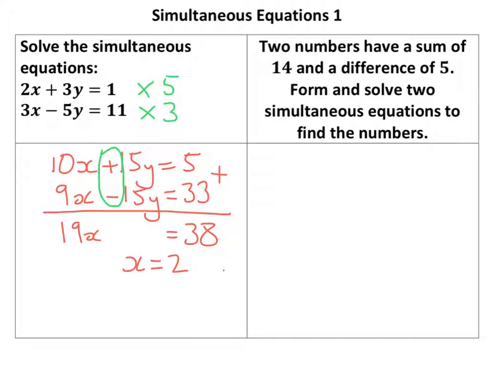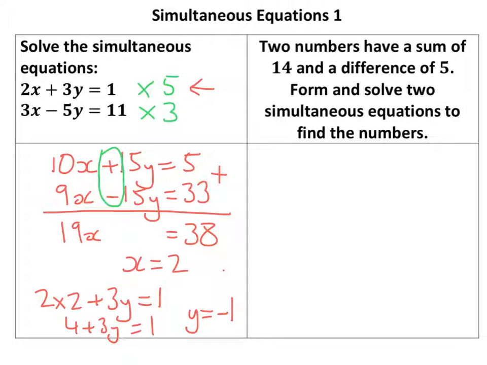Now I'm going to use that value in one of the others. I'll use it in this one, doesn't really matter which one, it should work in both. So you get 2 times 2 plus 3y equals 1, so that's 4 plus 3y equals 1, so therefore y must be minus 1, because 3y has got to be minus 3. So there you go. Now you expect values not necessarily to be whole numbers, but in this case they are, and I've got one answer there and one answer there.